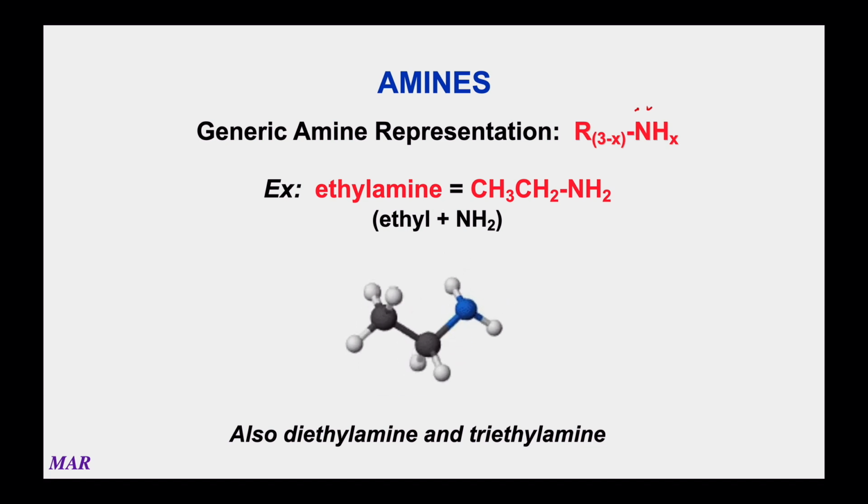You could also have a diethylamine. So if you took off one of the hydrogens in NH2 there, you could have 2 ethyl groups, a nitrogen, and 1 hydrogen for diethylamine. But you could take all the hydrogens off, put 3 ethyl groups next to the nitrogen, you'd have triethylamine. So you can hopefully see how this stuff kind of works out.